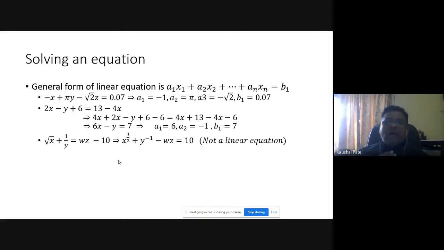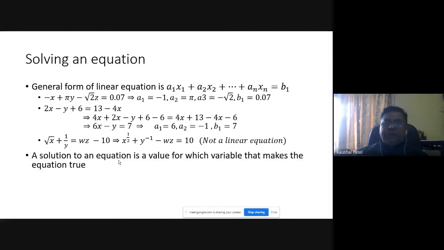Power is not allowed in a linear system, so we can say that it is a non-linear system. Here y is raised to minus 1, still the power is 1. Whenever the power is 1, we can say that it is linear; otherwise, we say non-linear. So on the basis of that, we can check the powers in the equations and determine whether the equation is linear or non-linear.